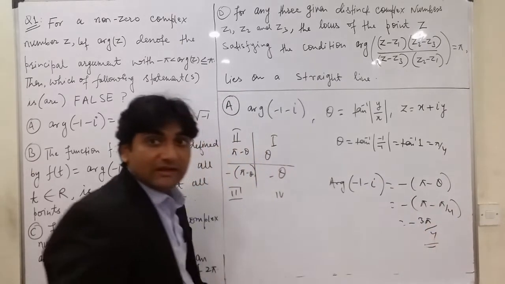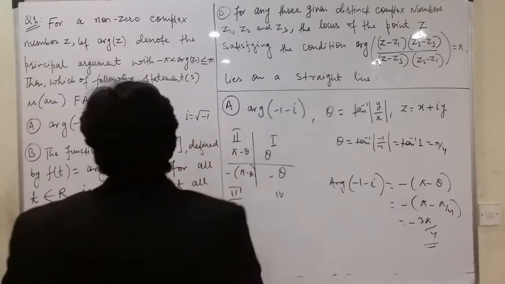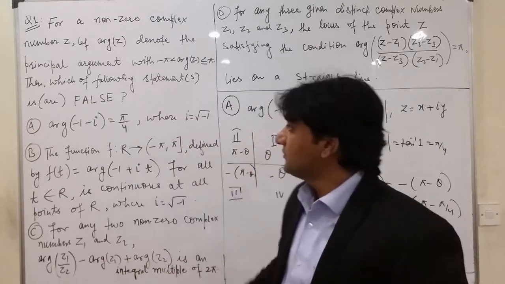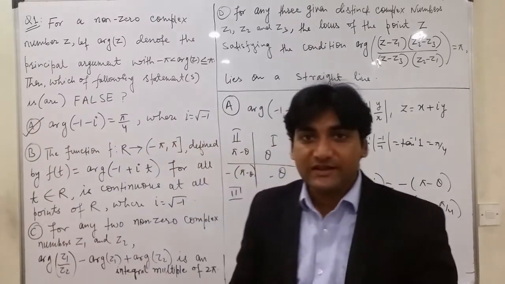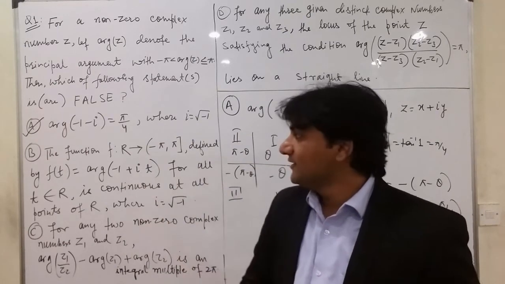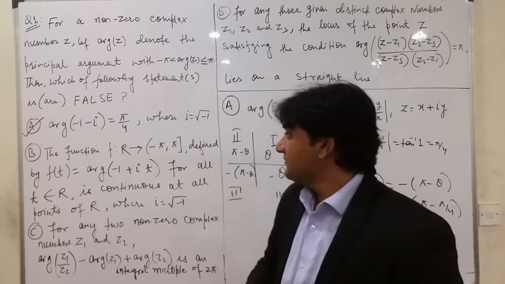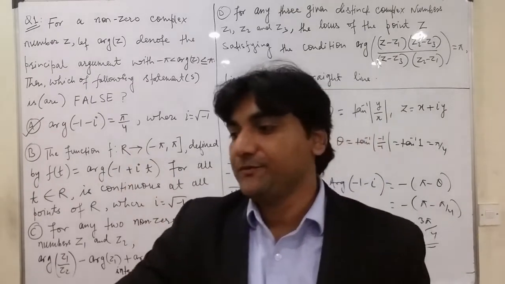So this is the argument for option A. Option A was to choose the false one, so option A is false, and this is our answer. So option A we have to select. Now let us check option B, whether option B is true or false. If it is false, then we have to select this one also.